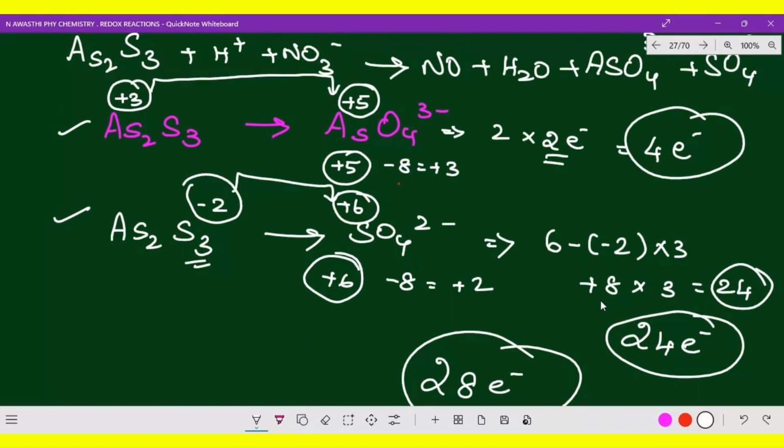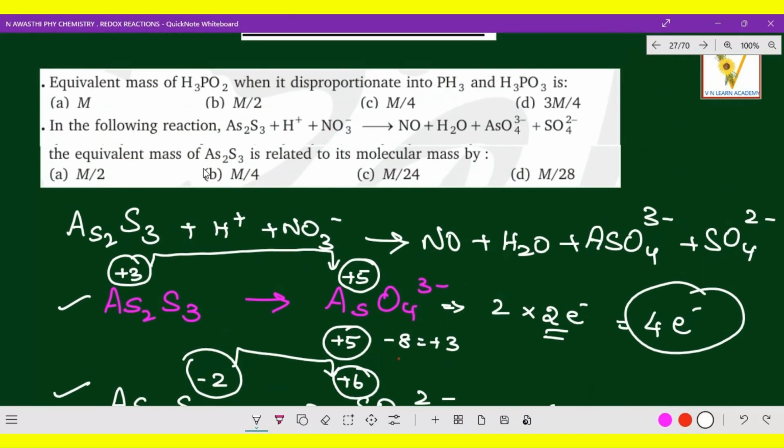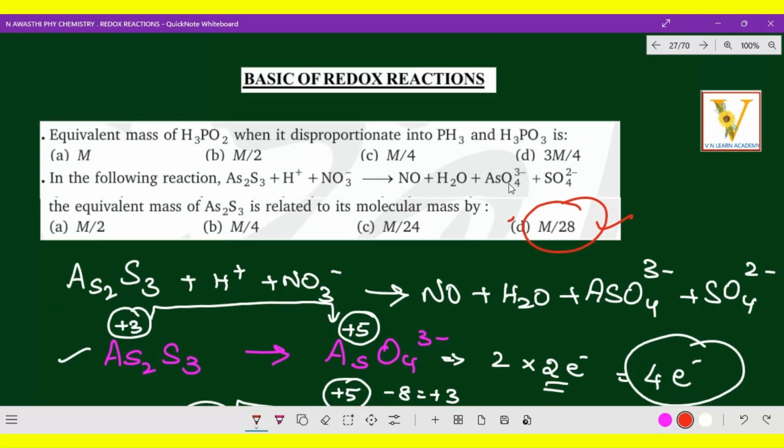I hope you got the clarity. How do we go for it? I just brought it directly to you. So M by 28. This is the correct option, M by 28. I hope you got the clarity about these two questions. This is actually a JEE Mains question, so I just brought it to you. Come on, let's go to the next question.